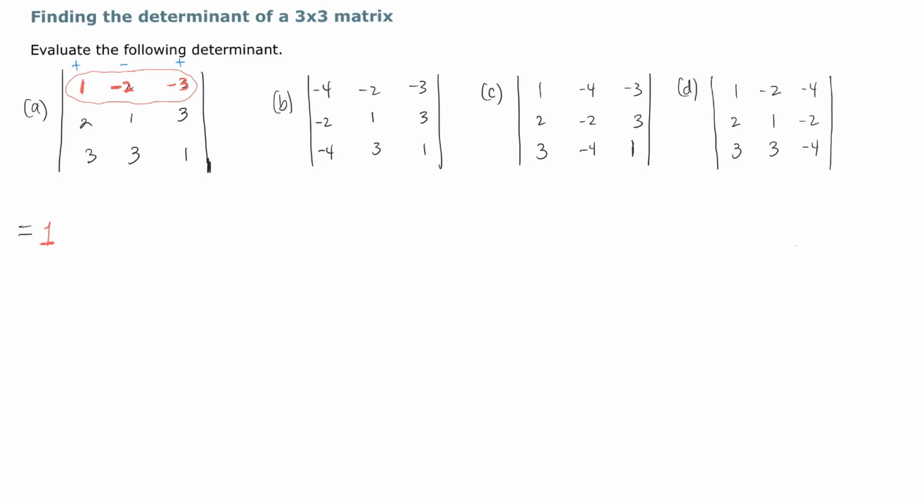And then what's left is going to be a 2 by 2 determinant. So that's going to say positive 1 times the 2 by 2 determinant, 1, 3, 3, 1. Now you see that subtraction symbol there in blue? It says now to subtract, this time a negative 2, and then multiply by the 2 by 2 determinant, 2, 3, 3, 1.